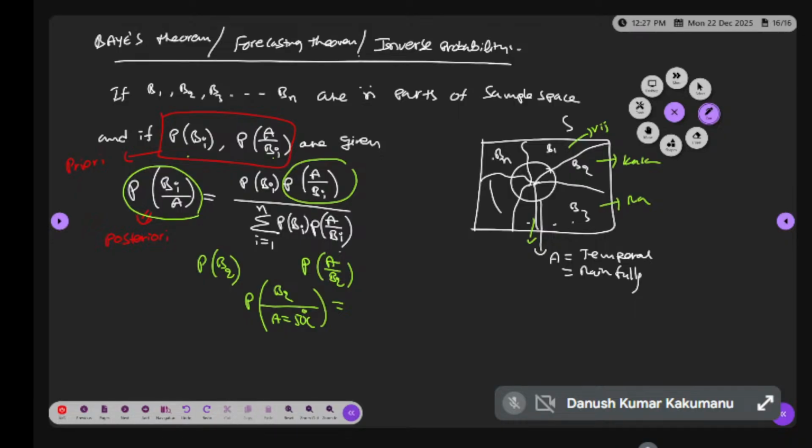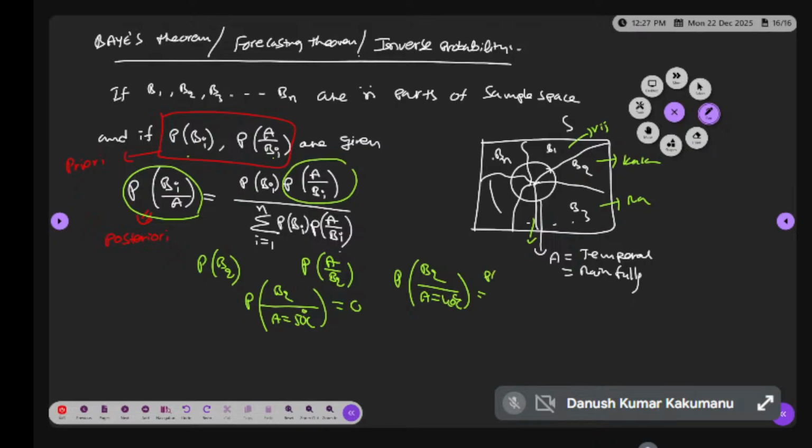What is the answer if I say this one? Zero answer. This is zero. If I say the probability of B2 given A is equal to 40 degrees, is there a possibility? Yes or no? The possibility is there.